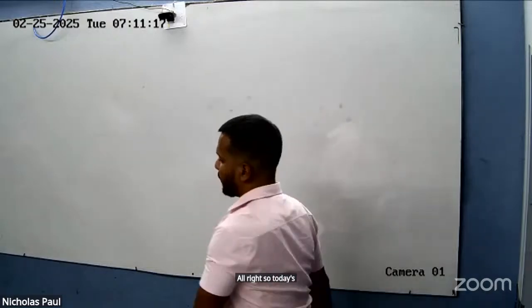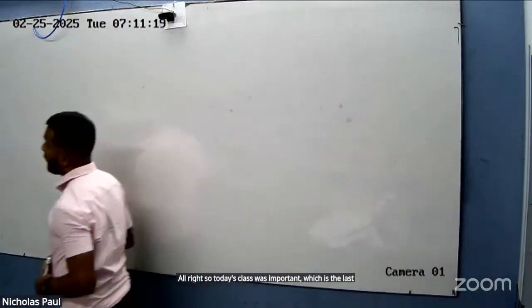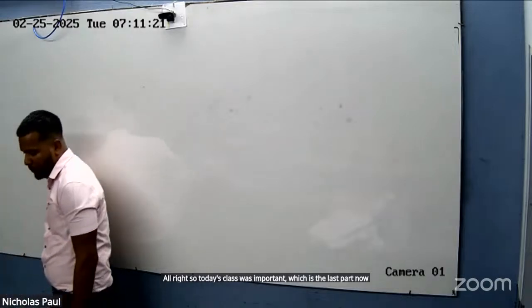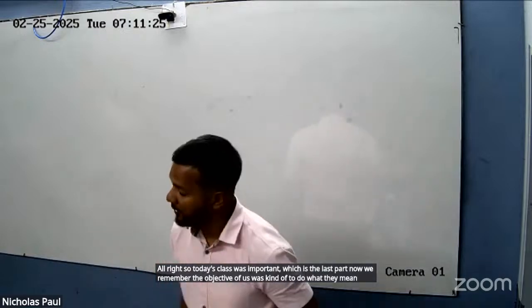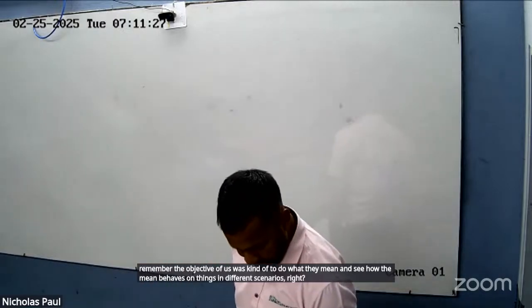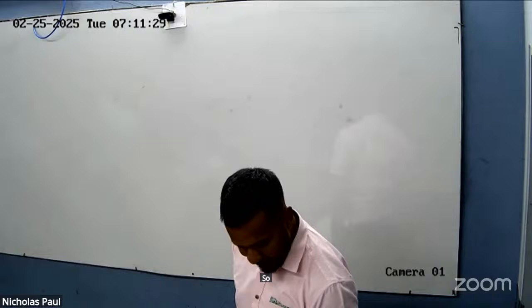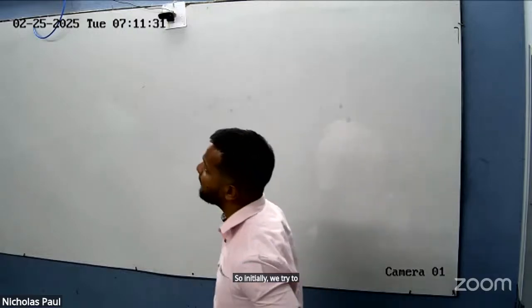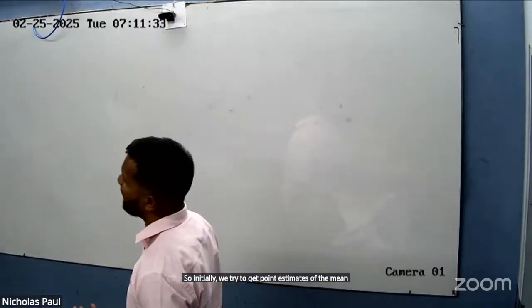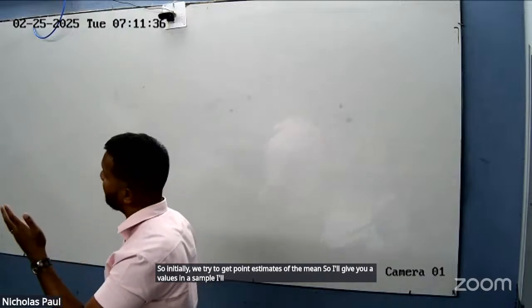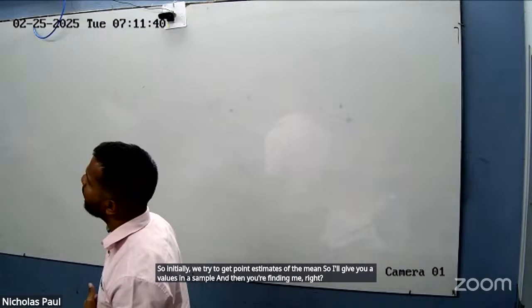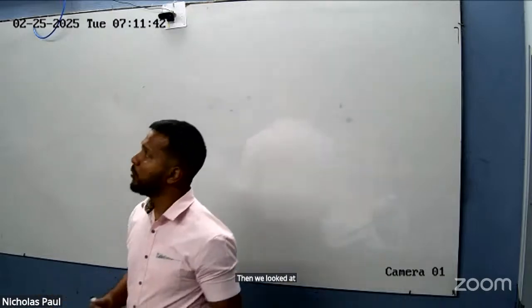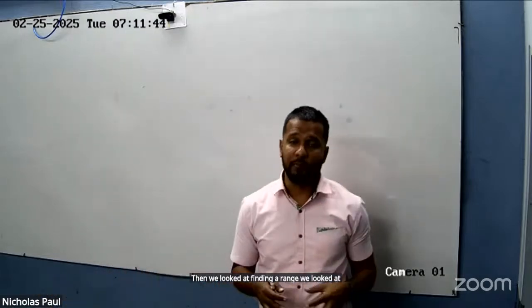All right. So today's class was important. We reached the last part now. Remember, our objective was to deal with the mean and see how the mean behaves in different scenarios, right? Initially, we tried to get point estimates of the mean. I'll give you values from a sample, you add them up, divide by n, and find the mean, right? Then we looked at finding a range where the mean is.